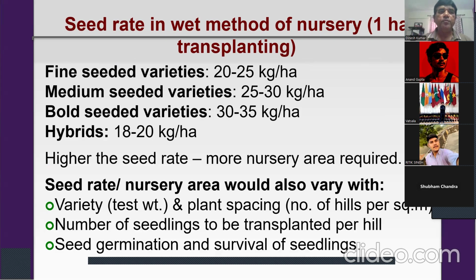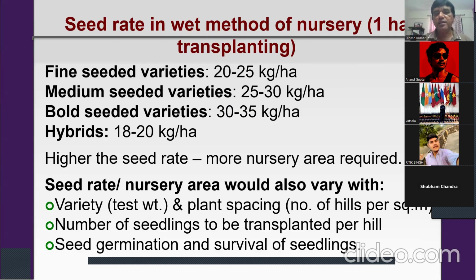For example, it was told to you yesterday, fine seeded varieties, their seed requirement is 20 to 25 kg per hectare. If you have medium seeded varieties, 25 to 30 kg per hectare. Bold seeded varieties 30 to 35 kg per hectare. So more seed requirement as the size of the seed increases. For hybrids 18 to 20 kg per hectare.